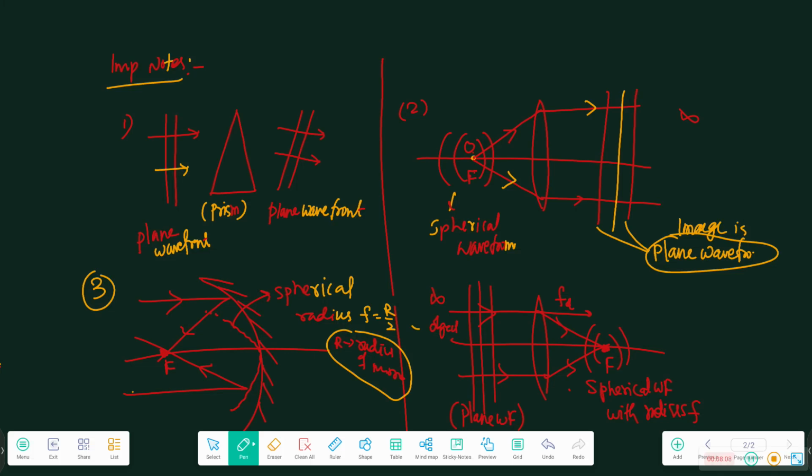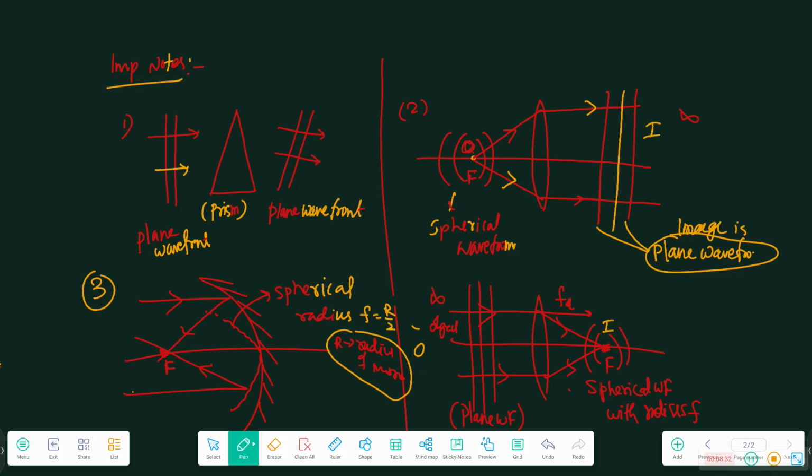Yes or no? They'll tell object at infinity, how is the image wavefront? This is the image point, always remember. Your object is here, and this is the image. Object, image. So keep this idea in mind. Now come to the next point. Practice that one well.